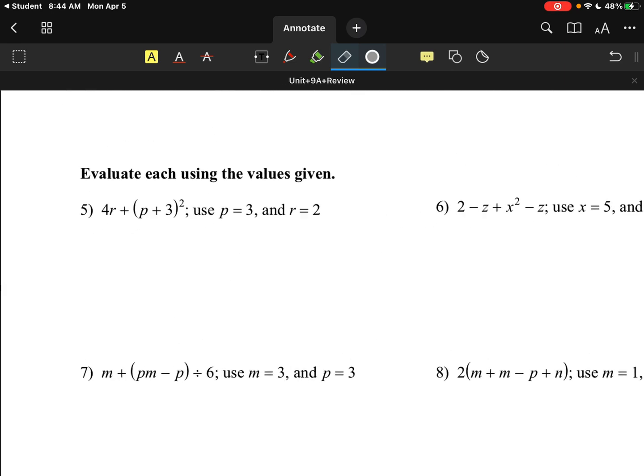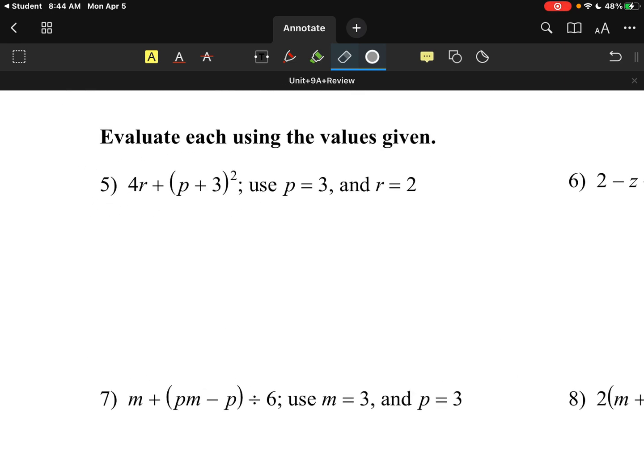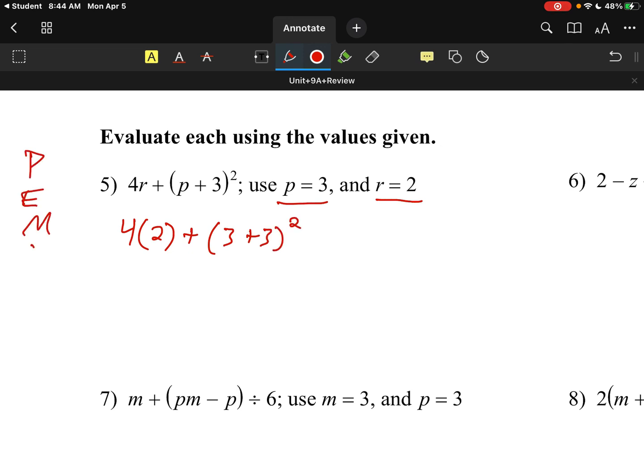When you get down to evaluating, just plug in these numbers for the variables and then solve. So 4r becomes 4 times 2 plus p, which is 3, plus 3 squared. So then you follow PEMDAS.